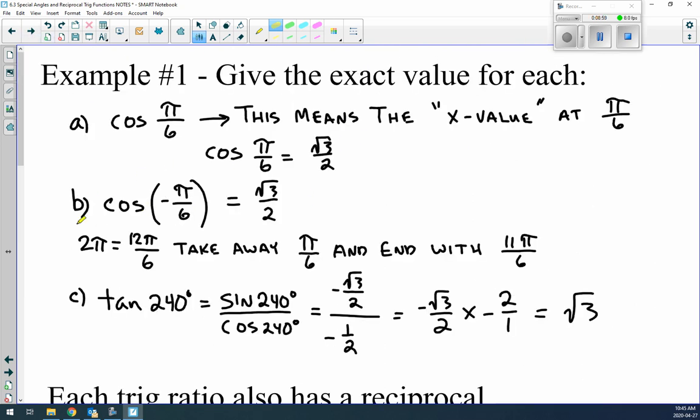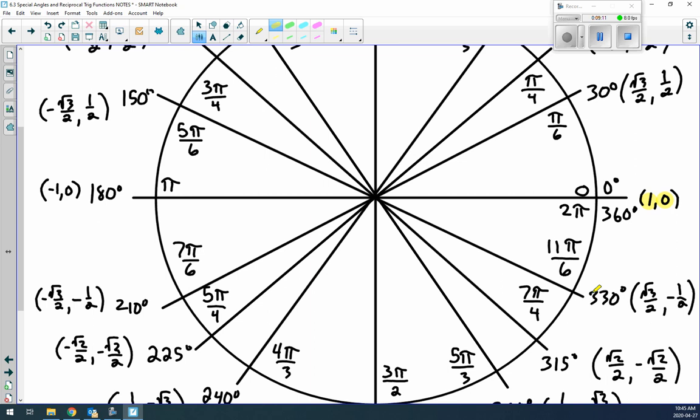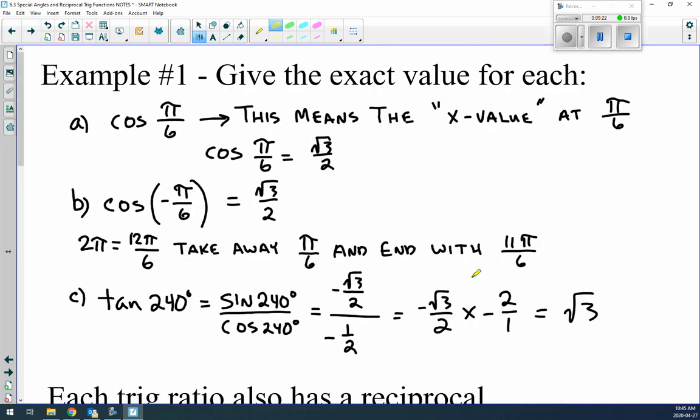Okay, what about cosine of negative pi over 6? Now, remember, positive is counterclockwise. Negative is clockwise. So let's go back here. We're trying to find the cosine of negative pi over 6. So we start at the initial arm. We go back pi over 6, which is right here, right? So we get up to 11 pi over 6, and we look at the cosine, root of 3 over 2. Oh, it's exactly the same.